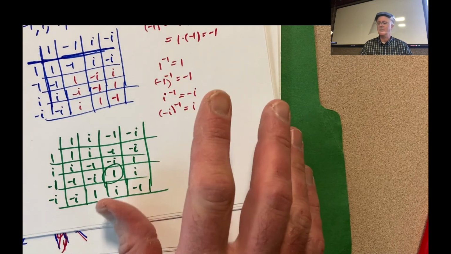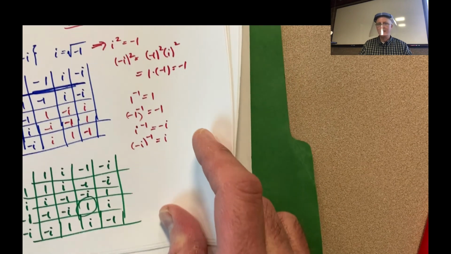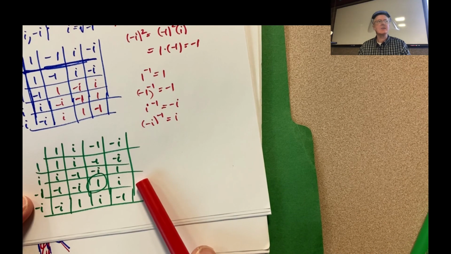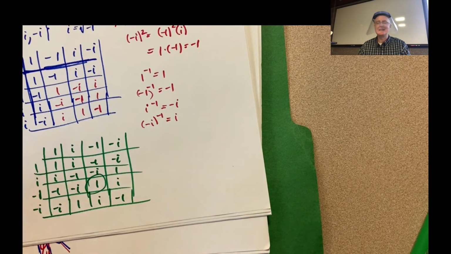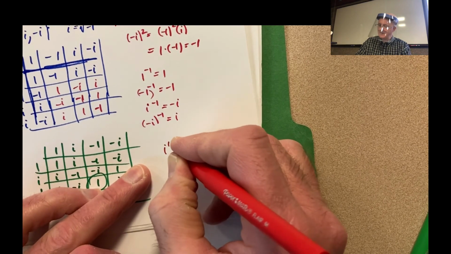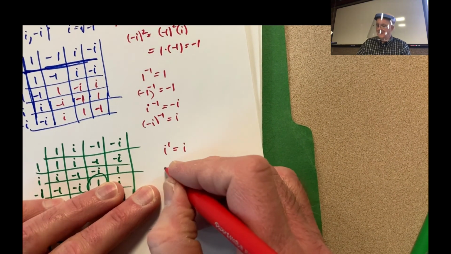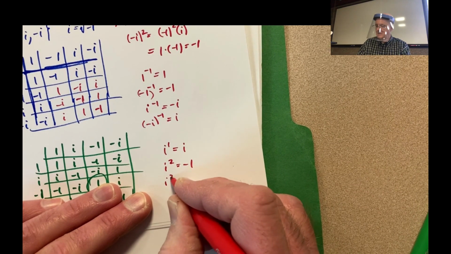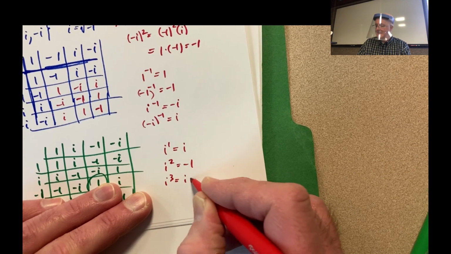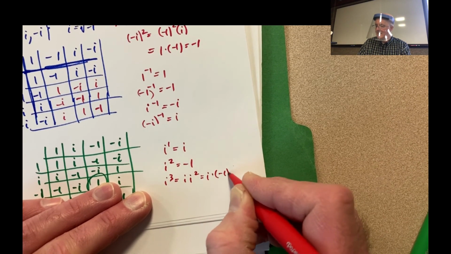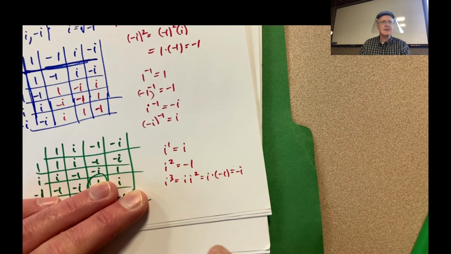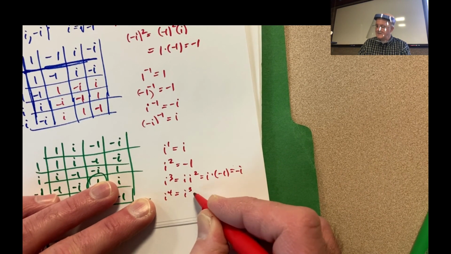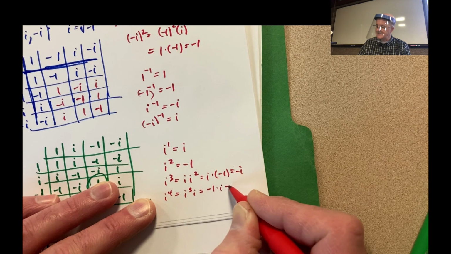Here's something else worth pointing out with these examples. In this group here, every element is actually a power of I. I to the first gives you I. I squared, I times I gives you -1. I cubed is I times I squared, is I times -1 is -I. And I to the fourth power is I cubed times I.